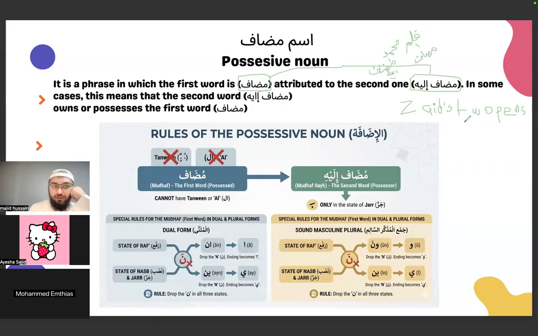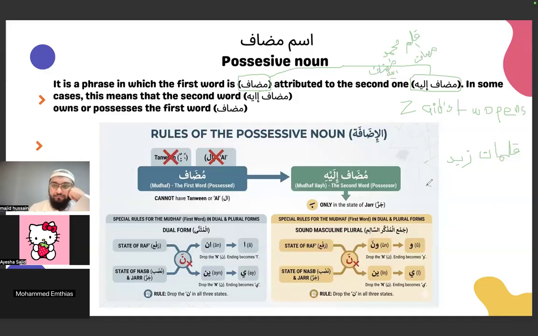Now, first I need to translate two pens. Can anyone tell me how I say two pens? I'm not saying these are two pens, I'm just asking two pens. Is it qalamani? Yes, qalamani. I will just write qalamani. That's my first step. And the word Zaid, it's a name, it will remain as it is. Zaid. That's my first step of showing the possession of the dual.